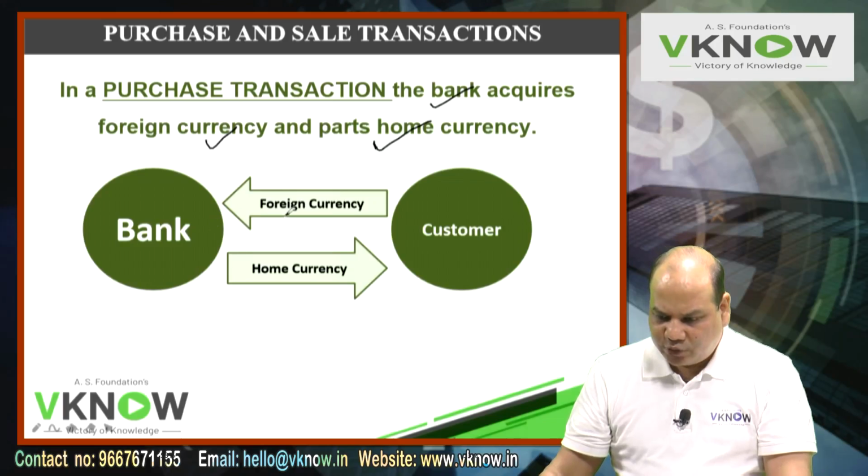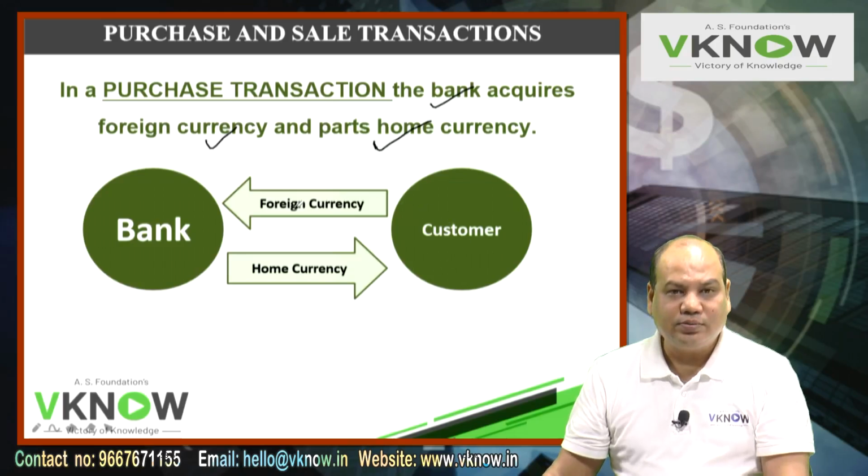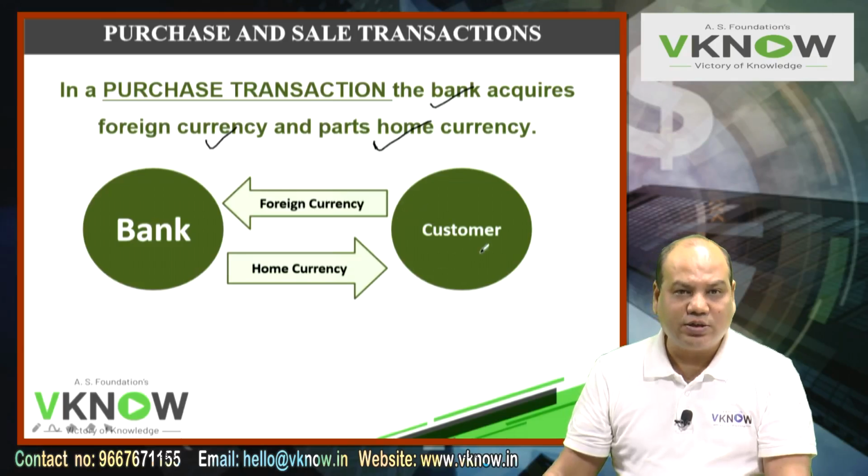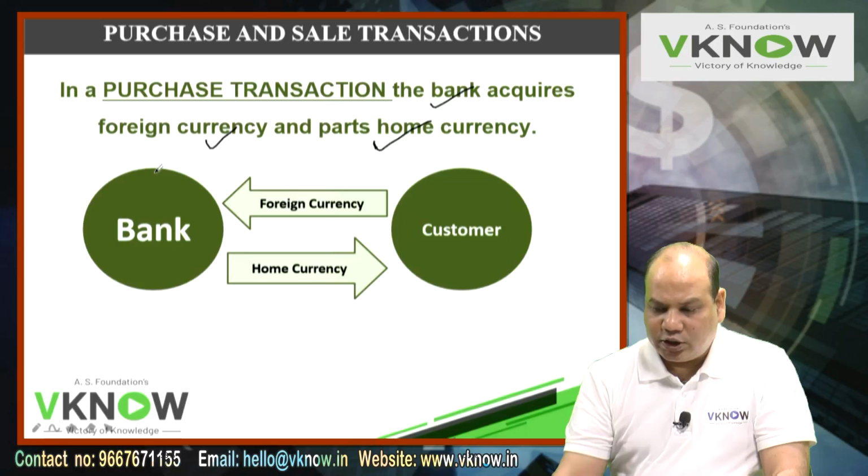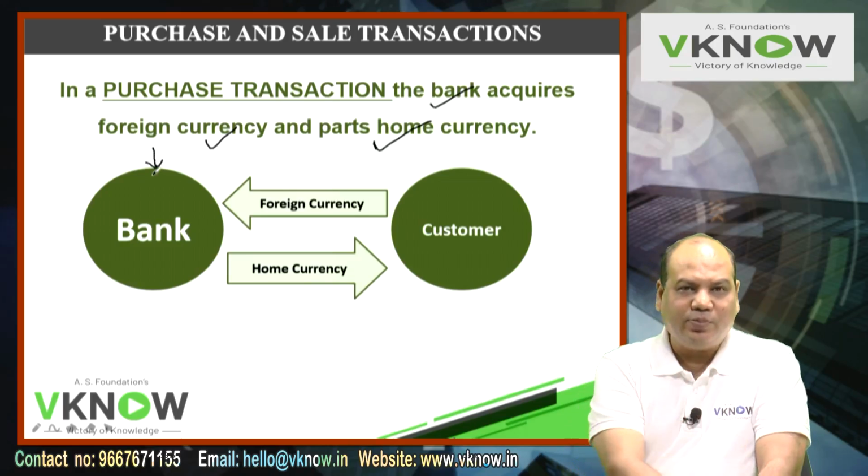When I say purchase, it means the bank has purchased foreign currency. Look at the diagram. If the foreign currency arrow is going towards the bank, it means the bank is buying foreign currency and the bank is selling home currency. If you look at it from the customer angle, it will be exactly opposite. The customer is buying home currency and selling foreign currency. But I don't have to look at it from the customer. You might make a mistake. We will look continuously in all the questions from the bank's point of view.